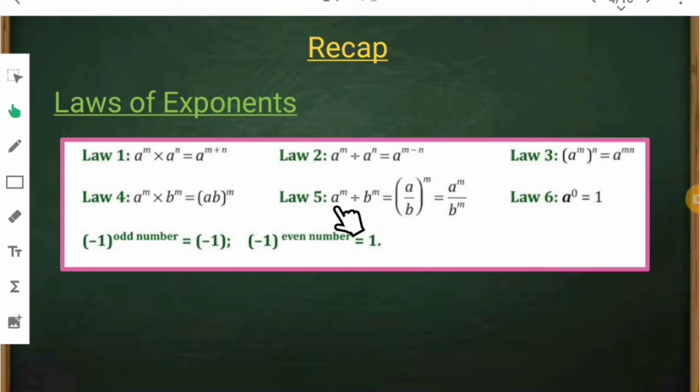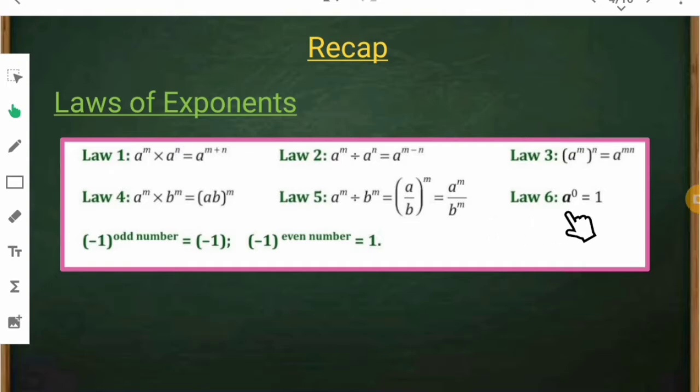And law 5, a^m divided by b^m. Compare this with law 2. There, a^m divided by a^n has the same base. But here we have the same index, that is a^m by b^m. So I can take it as a common index, right? So (a by b)^m, or we can write it as a^m by b^m.